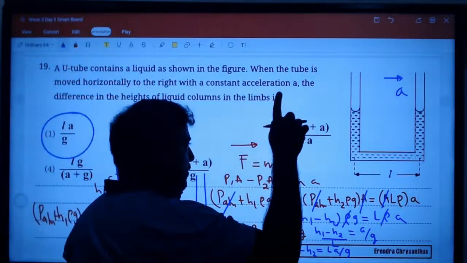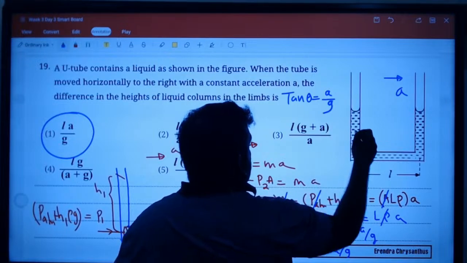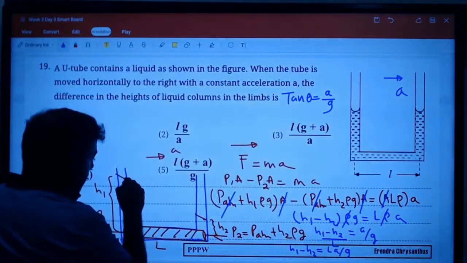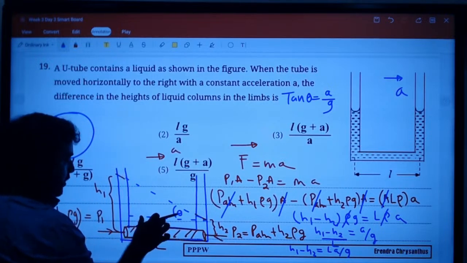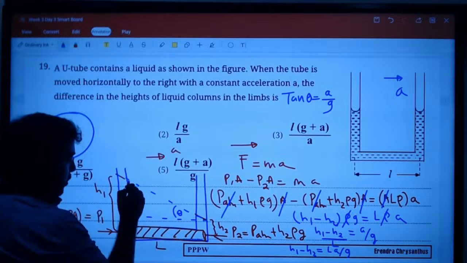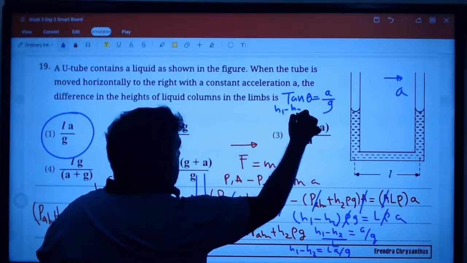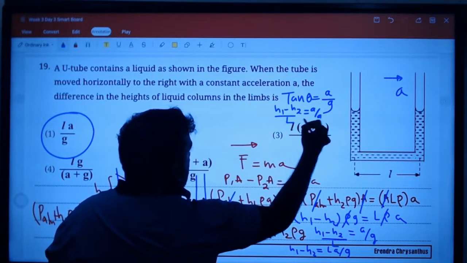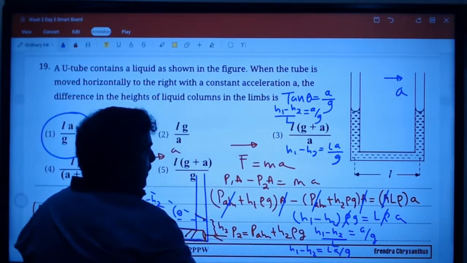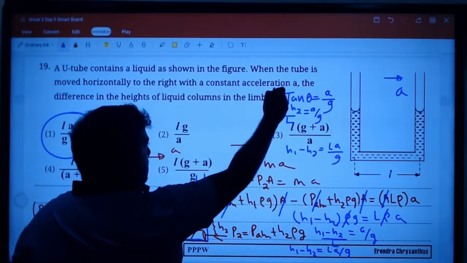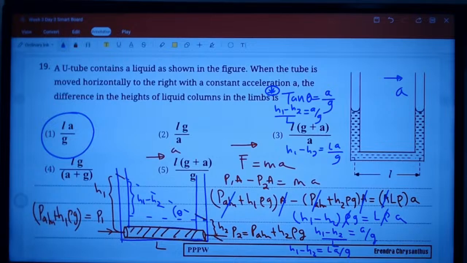For the ones who came for my theory class, I taught you a shortcut. Tan theta is a over g. So tan theta means, here you go, this angle here theta. Tan theta is opposite over adjacent. This opposite is what? h1 minus h2. Here h1 minus h2 divided by L is a over g. Cross multiply. h1 minus h2 is LA over g. So if you don't know the shortcut, you can write this down. But these are shortcuts I have taught all the theory students who came to class.